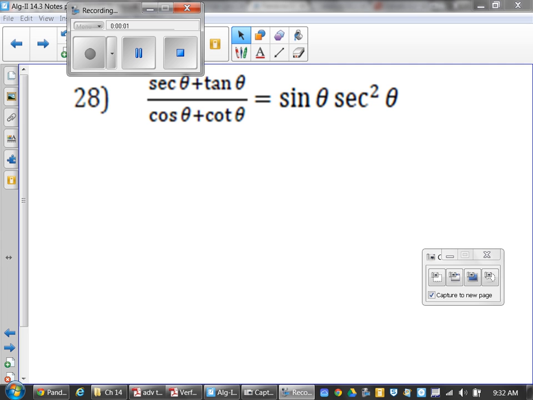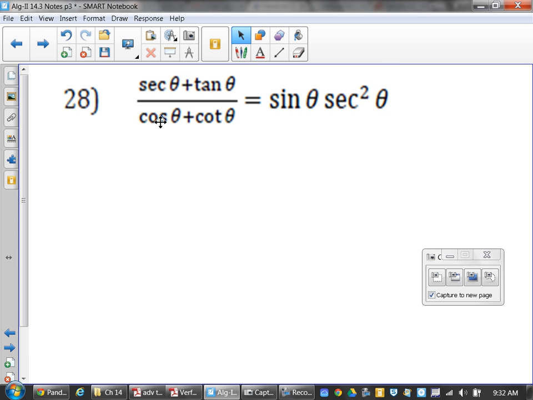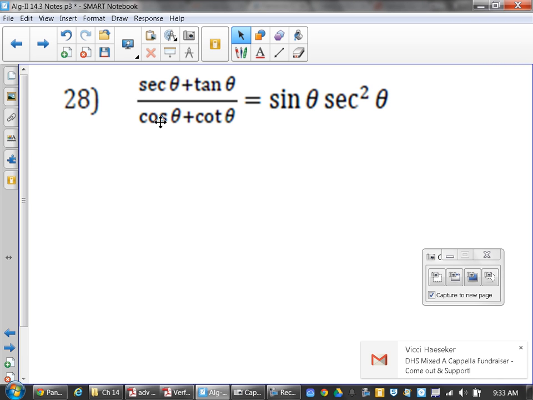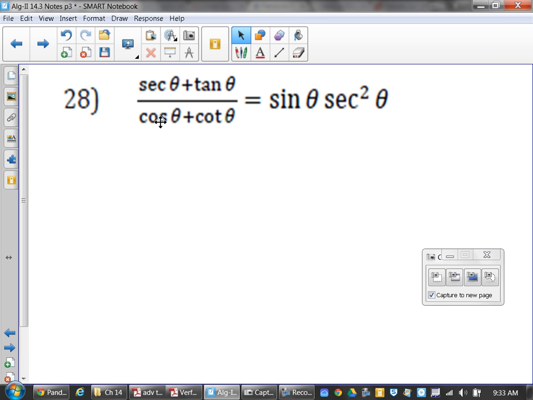28. Let's start with 28 and see where we go. Now, what I want you guys to see here is notice how it's starting out with a fraction with both numerator and denominator with addition. And then the last part ends up with multiplication. That means somewhere along the lines you had to have common denominators to do all of that.